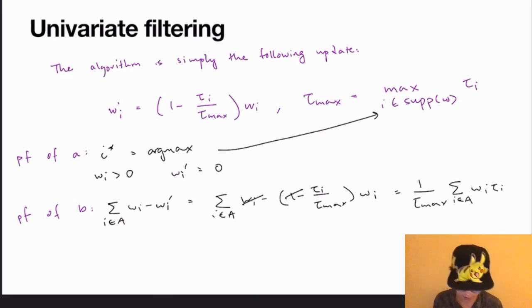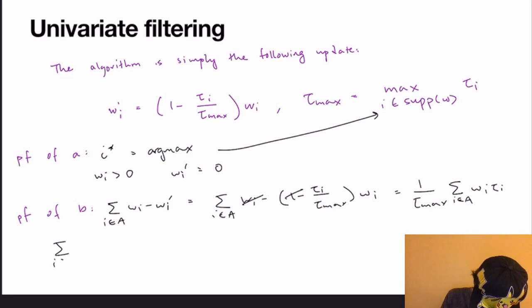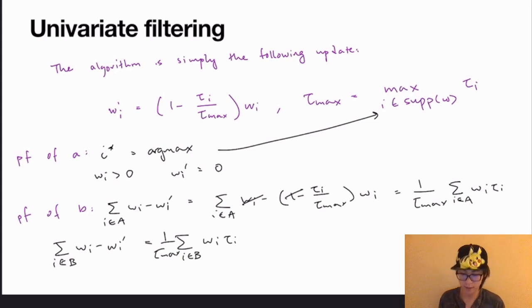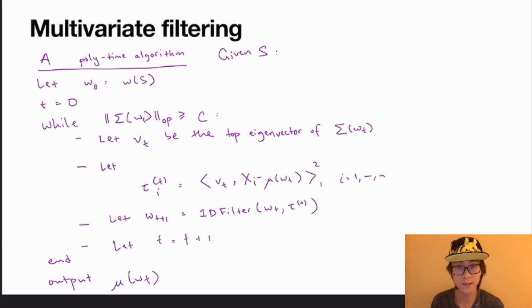Okay, and if you do the same manipulation for i in B of wi minus wi prime, you just get 1 over tau max times i in B of the same quantity. And notice that very conveniently, we made the assumption that this sum is less than this sum. So that proves B.